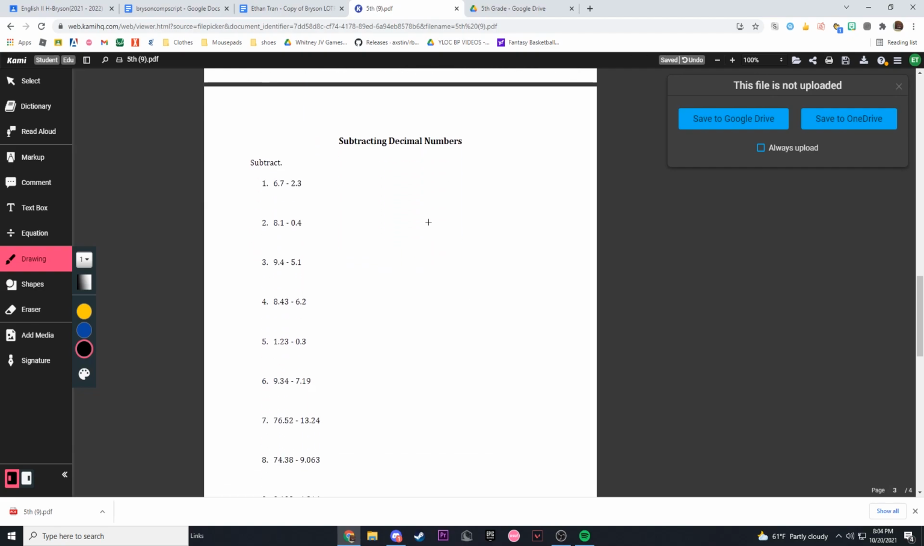For the next page, we're going to be subtracting decimal numbers. So for number 1, we have 6.73 minus 2.3. We're just going to set it up the same way we would as subtracting any other type of number. And make sure that the decimal place is in the same column. So we see that it's in the same column, so we can subtract now.